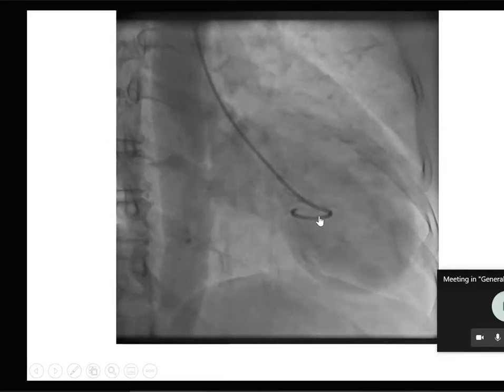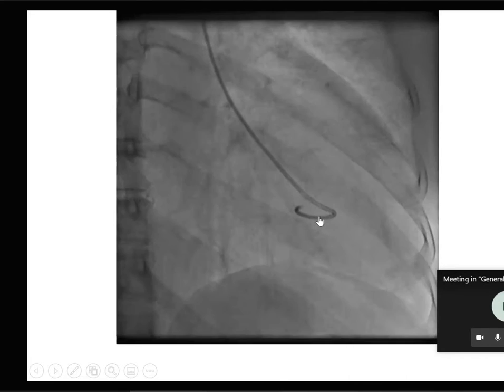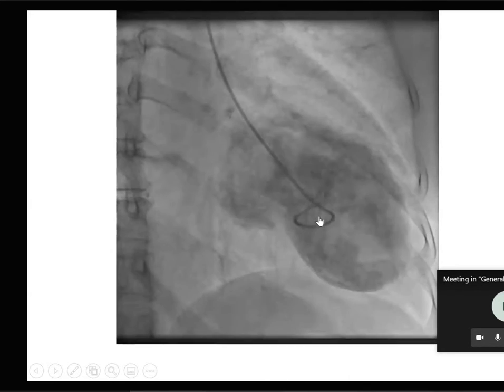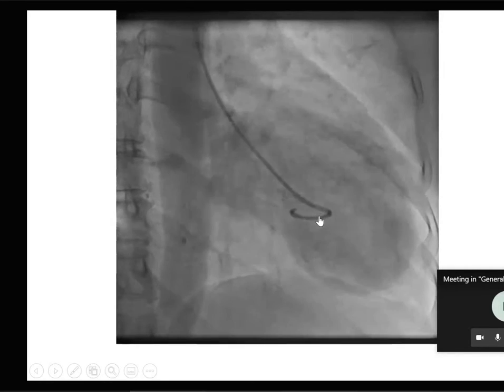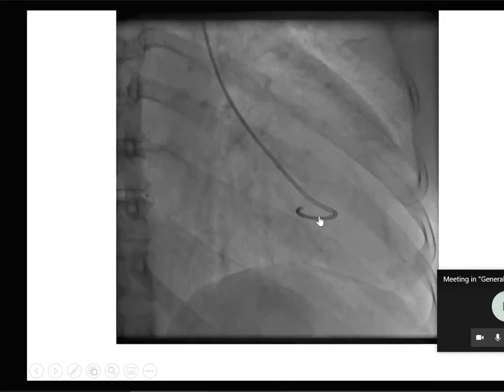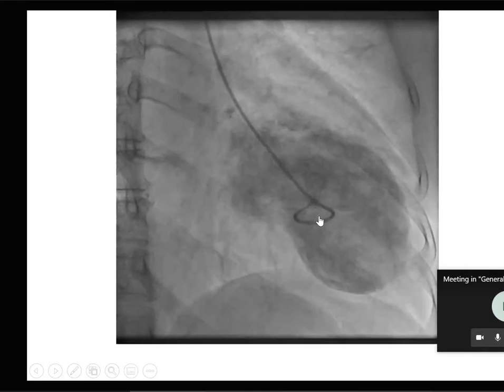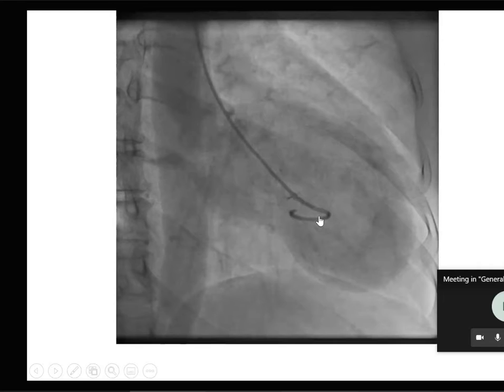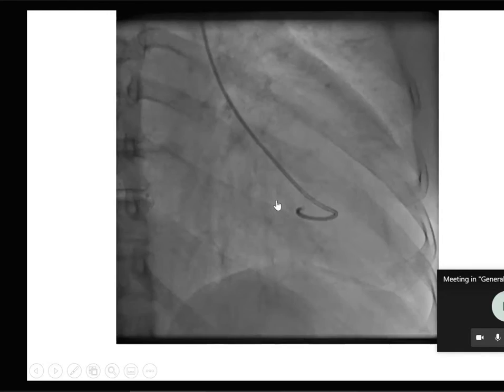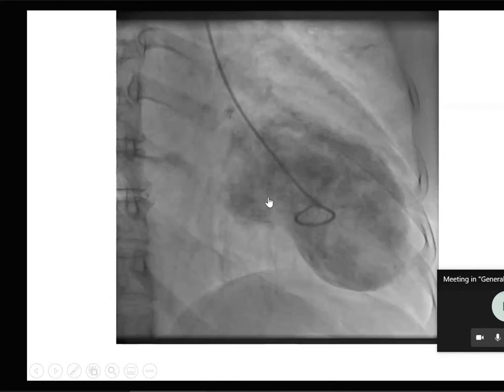This is which view? Cranial. Not cranial. The angiogram is taken in RAO 30 degree. RAO 30 degree, not cranial. RAO 30 degree is usually used for the left ventricular angiograms. Okay. Yes.